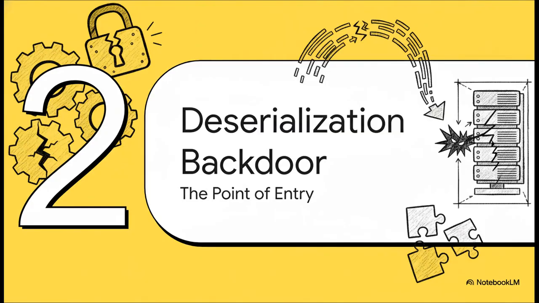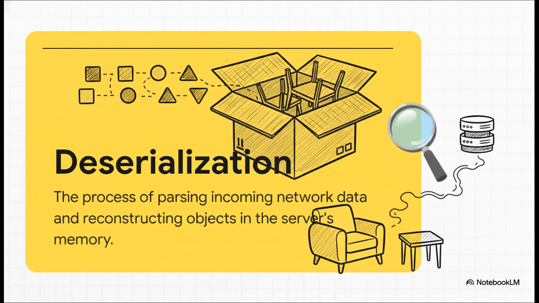So how does an attacker actually break in? Well, the vulnerability isn't really in the server components themselves. The real weakness, the backdoor, is in that communication process. It's a fundamental flaw in how the server trusts the blueprints it receives. And that process has a name, deserialization. A great way to think about it is like getting a piece of flat pack furniture. The server receives a box of data, the flat parts, and its job is to unpack it and assemble it into a useful object in its memory.